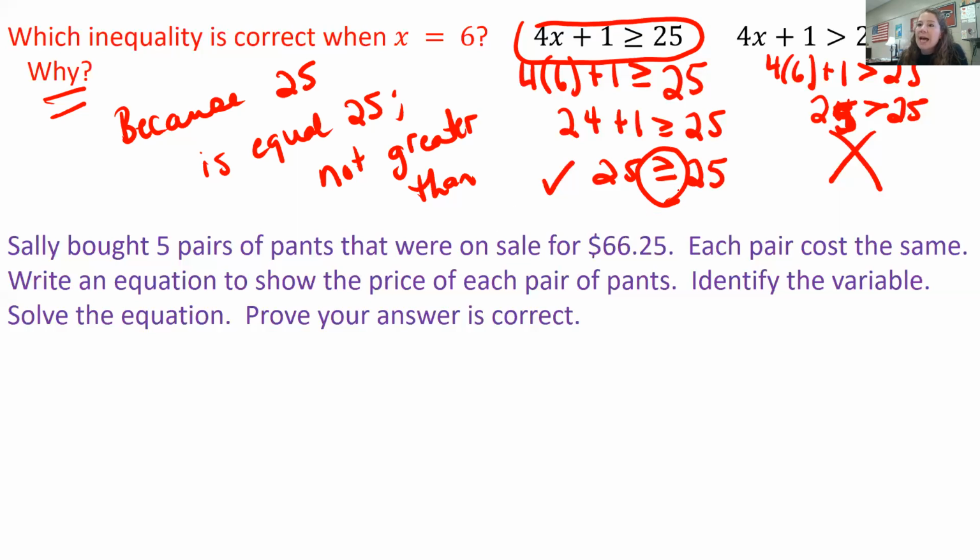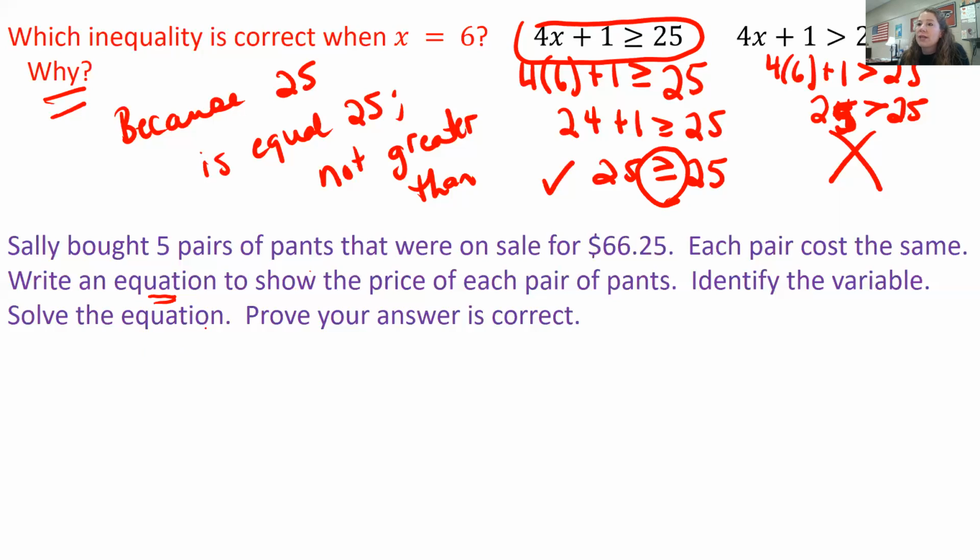The second problem: Sally bought 5 pairs of pants that were on sale for $66.25. Each pair cost the same. Write an equation. Now remember, what's the difference in equations and expressions? Equations have equal signs. Write an equation to show the price of each pair of pants. Identify the variable. Solve the equation.